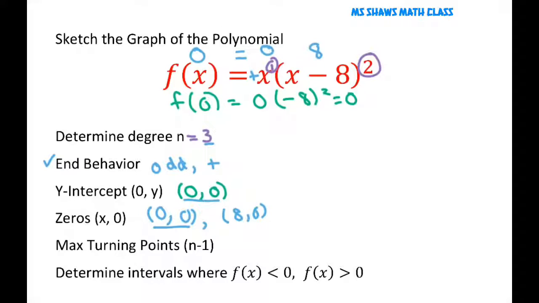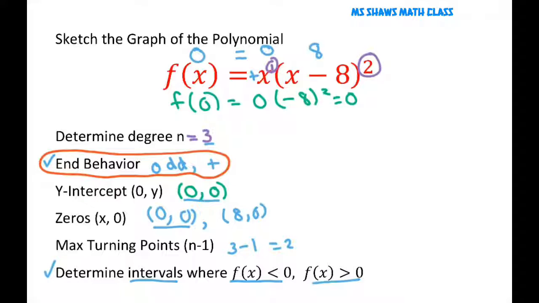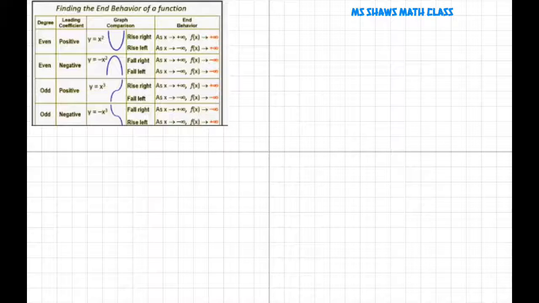The maximum turning point is going to be 3 minus 1, which equals 2. And we're going to do this part, look at the intervals where our y is negative and positive after we graph. So now let's go back to our end behavior and discuss that. All right, so we have odd and positive. So our odd was actually 3.